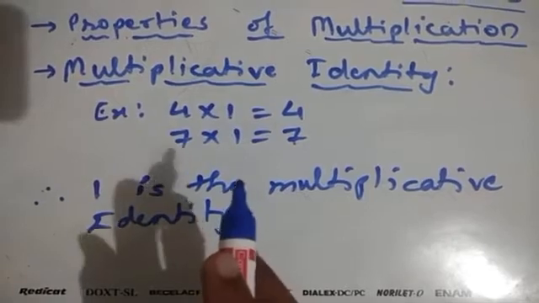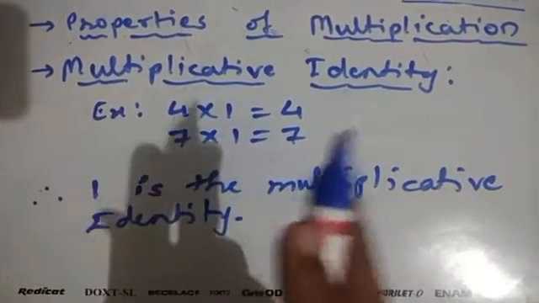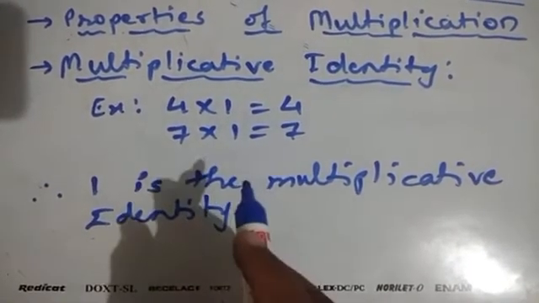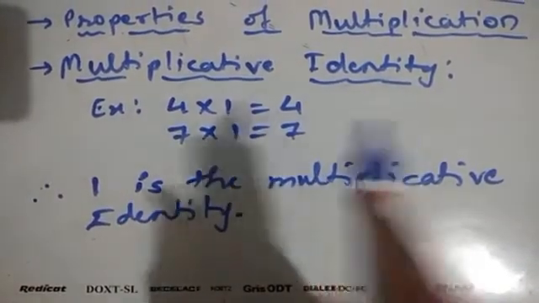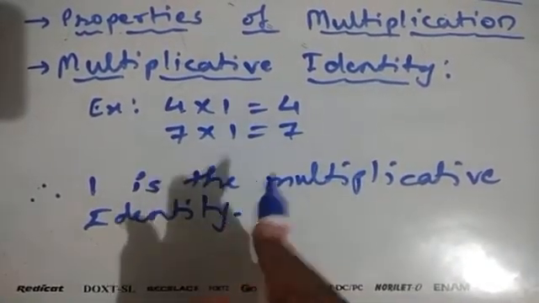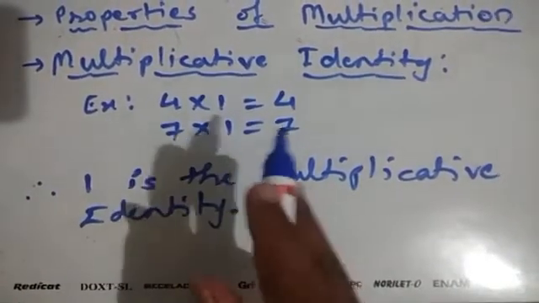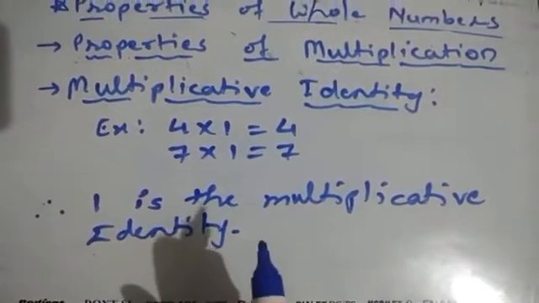Why? Because when we multiply any whole number with 1, we will get that number itself as the answer. In addition we saw that if we added 0 to any number, we will get that number itself as the answer. That is why 0 was the additive identity. In the same way, 1 is the multiplicative identity, as when we multiply any number with 1, we will get the number itself as the answer.